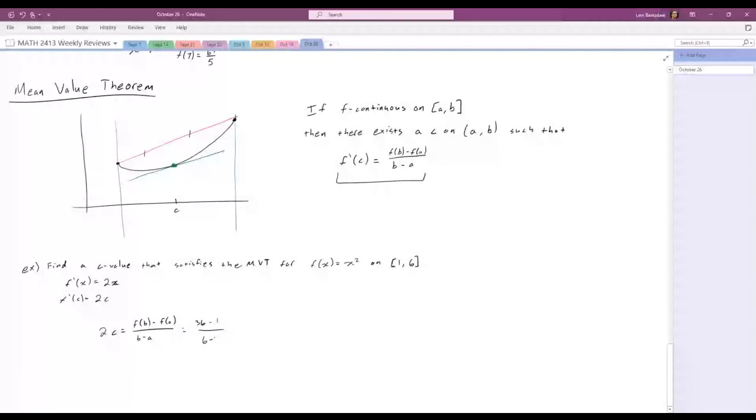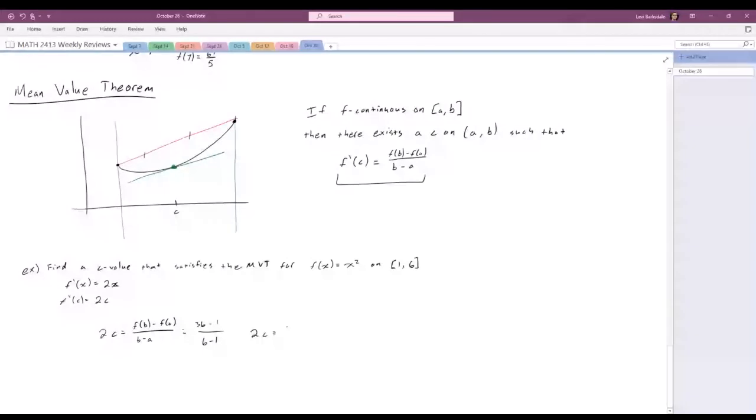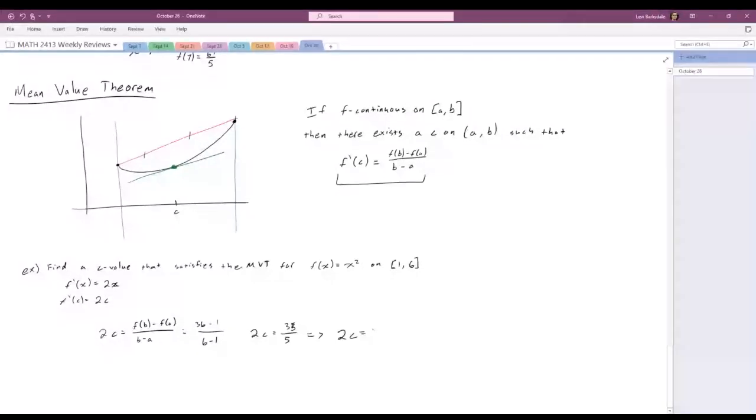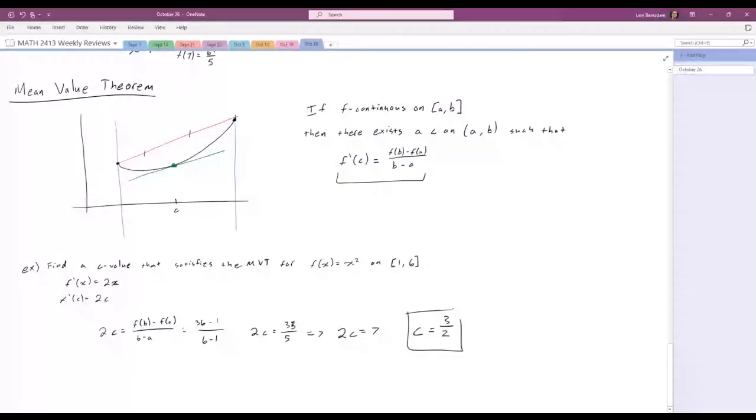So then 2c is equal to 35 over 5. So 2c is equal to 7. So c is equal to 3 over 2. And what this tells us is that at the x value, x equals 3 halves, we would have a slope of 7. And that's our average slope on our interval.